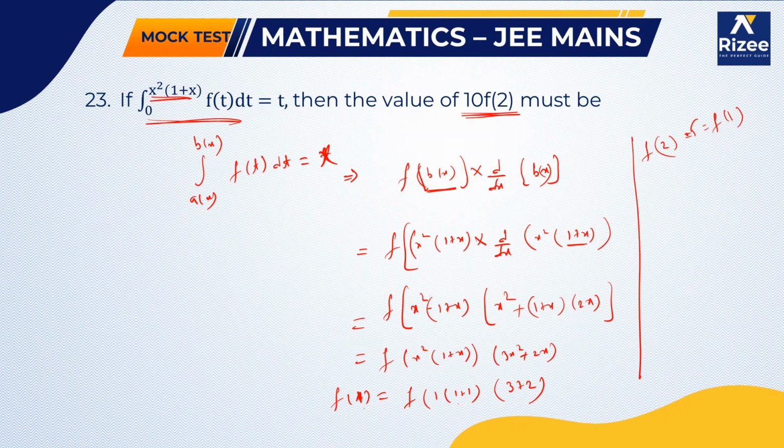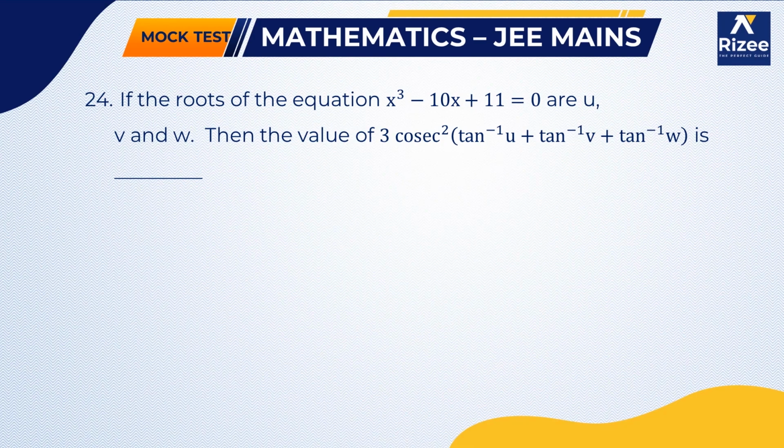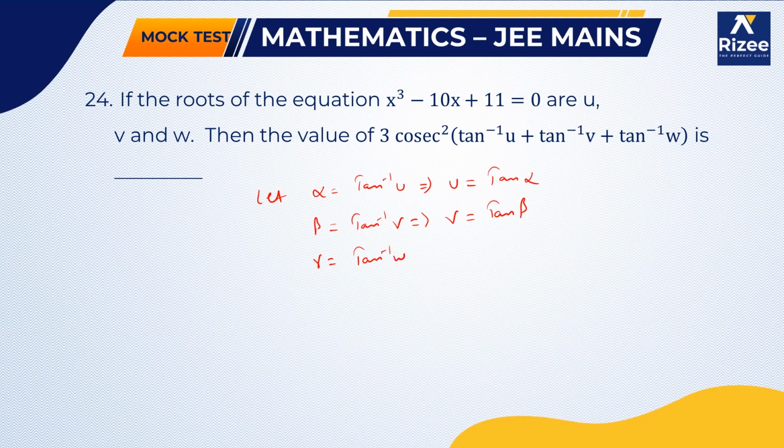Answer is 2. The roots of the equation x cube minus 10x plus 11 equals 0 are u, v and w. Then the value of 3 cosecant square of tan inverse of u plus tan inverse of v plus tan inverse of w is. So let me take alpha is equal to tan inverse u, which can be written as u is equal to tan alpha. I am taking beta is equal to tan inverse of v, v is equal to tan beta. Gamma is equal to tan inverse of w, w is equal to tan gamma.